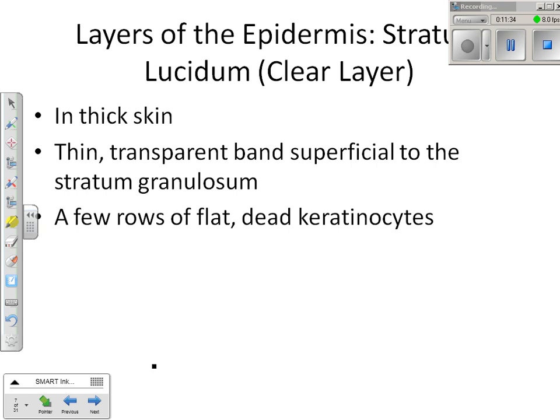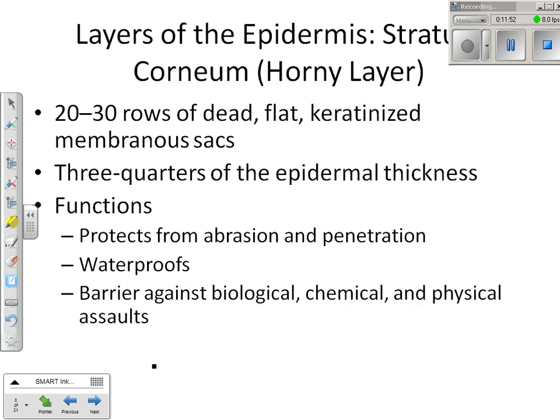And this is a few rows of flat, dead keratinocytes. It's just an extra layer of protection for the hands and the feet, those areas that are highly abrasive. You walk on your feet and you use your hands a lot, so it helps to have that extra layer of skin making thick skin. All other skin is referred to as the thin skin. So you will need to be able to distinguish between thick and thin skin, and basically it's going to be the location and the fact that it has that stratum lucidum.